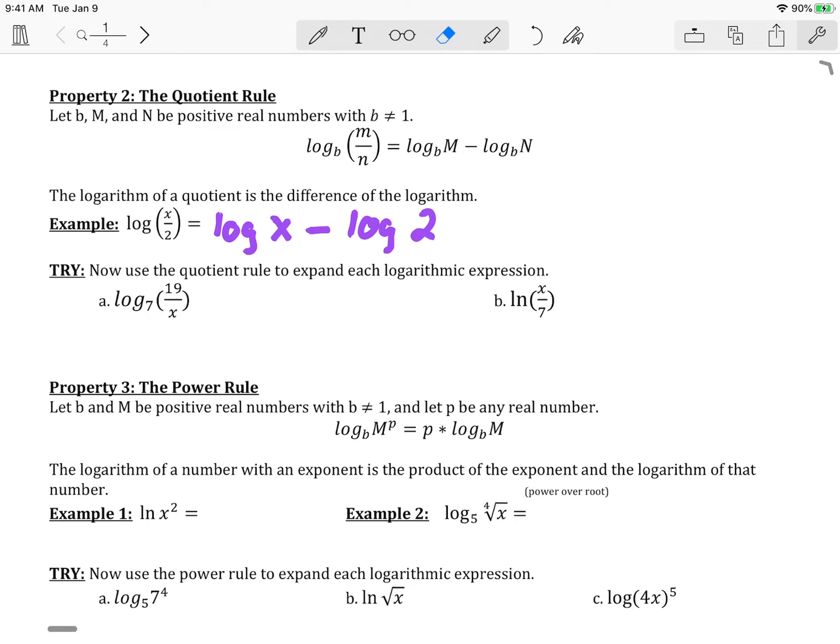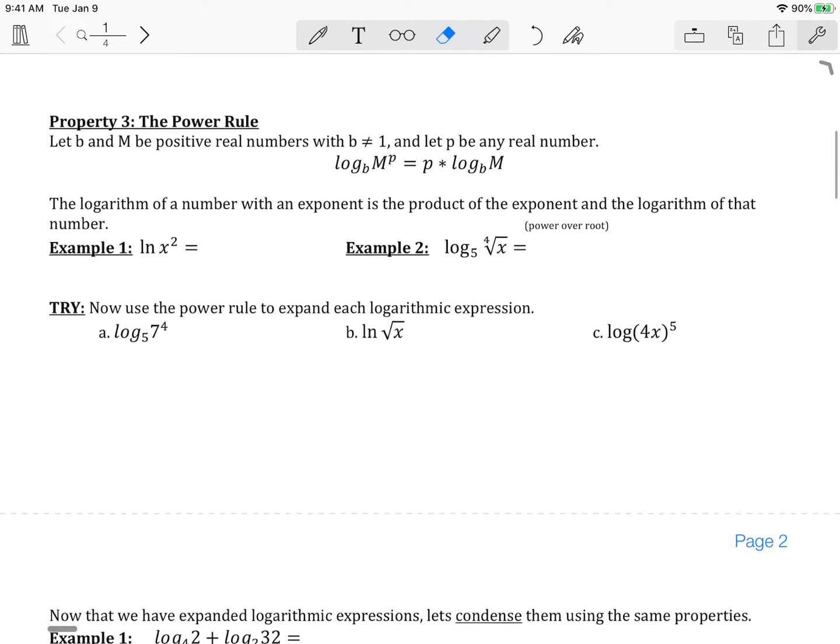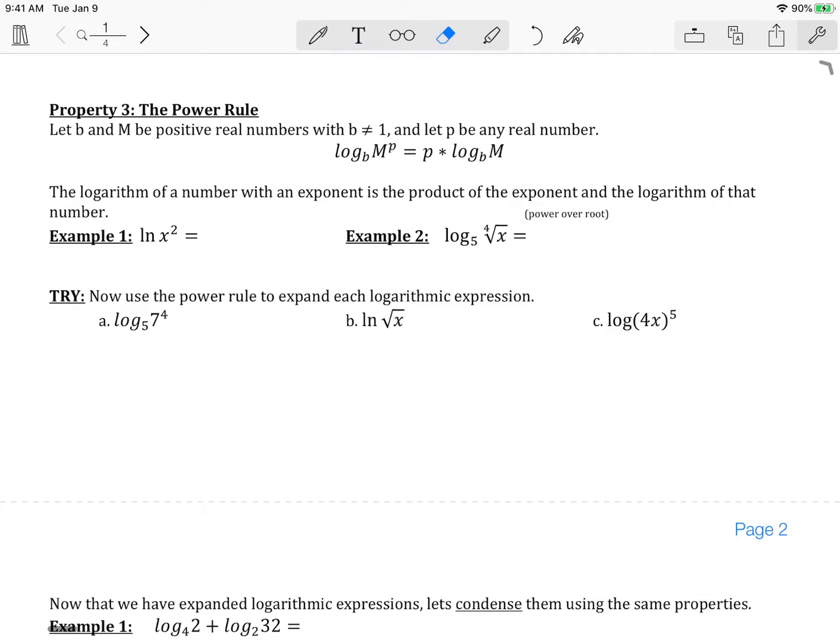Okay, next rule is the power rule. The power rule says when you have an exponent, the exponent is going to go in front. So here I have the natural log of x squared. So that exponent goes in front. So that's just 2 natural log of x. Remember the base on a natural log is e.